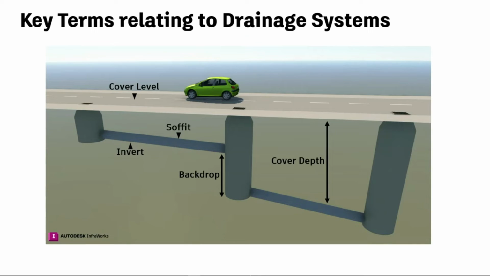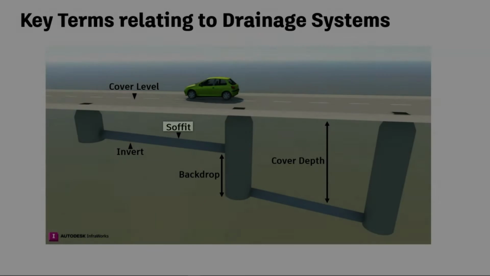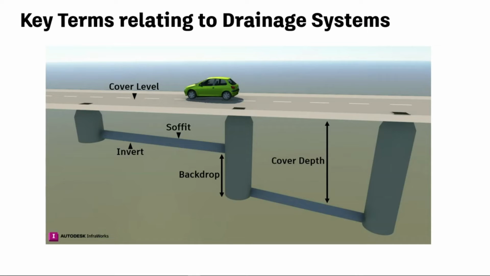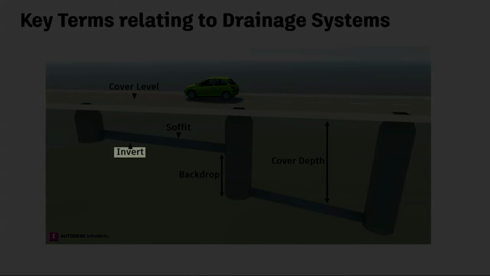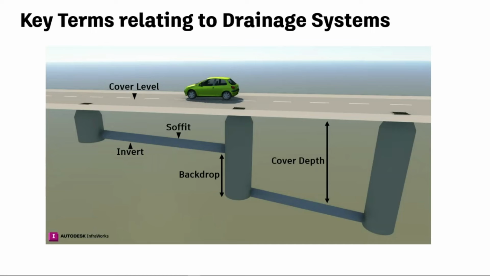When it comes to the design of drainage systems, it is likely that you will come across many terms in your career, some more frequently than others. In this slide, you can see a number of terms which are frequently used in drainage design. Let's start with soffit. By definition, the soffit is the highest point of the internal surface of a pipe or conduit. The lowest point, therefore, is the invert, which is the lowest point of the internal surface of a pipe or conduit. Both soffit and invert will be depicted in meters above ordnance datum.